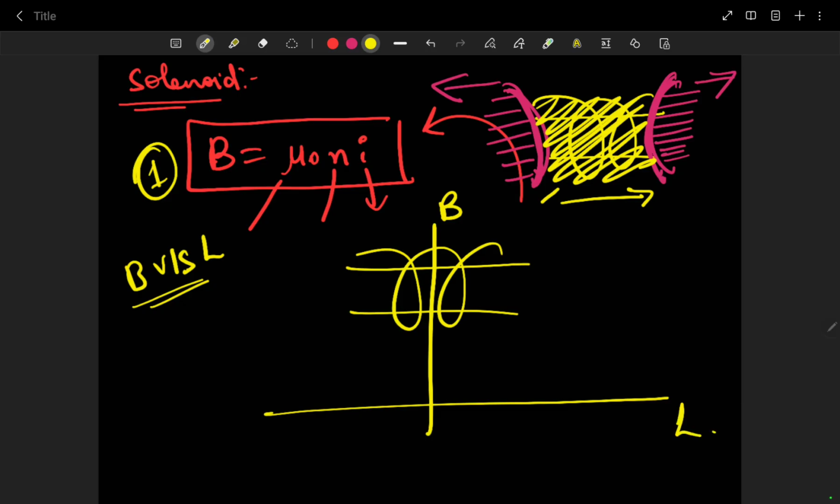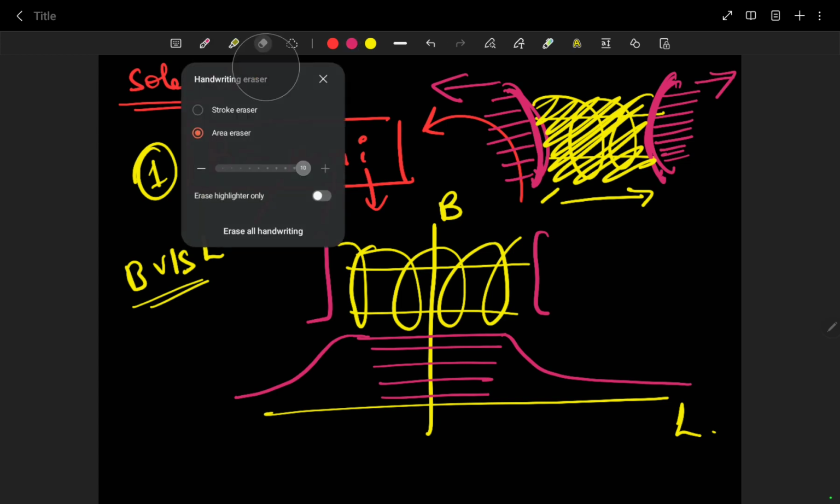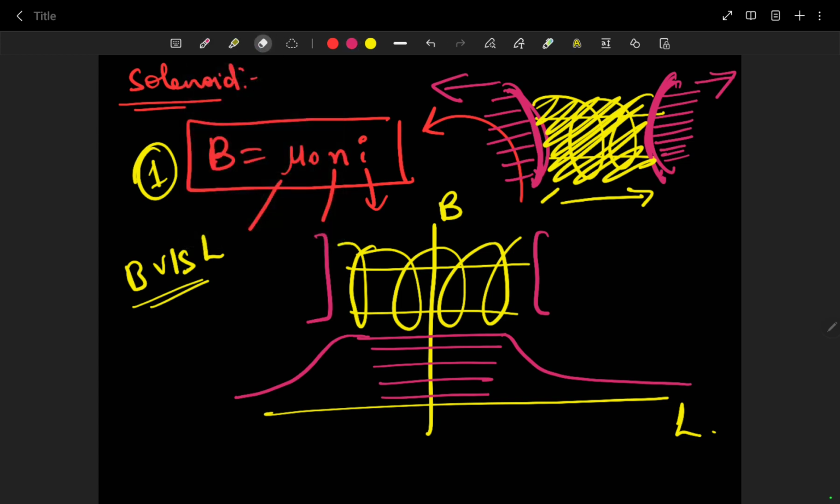Throughout the core it stays constant, so this portion will remain constant. But if you see, these are the edges, right? So as we go to the edges, it will reduce. So this is how your graph will look. I'm going to erase the unnecessary portion that I've drawn for your understanding. And this is how your final graph will look.